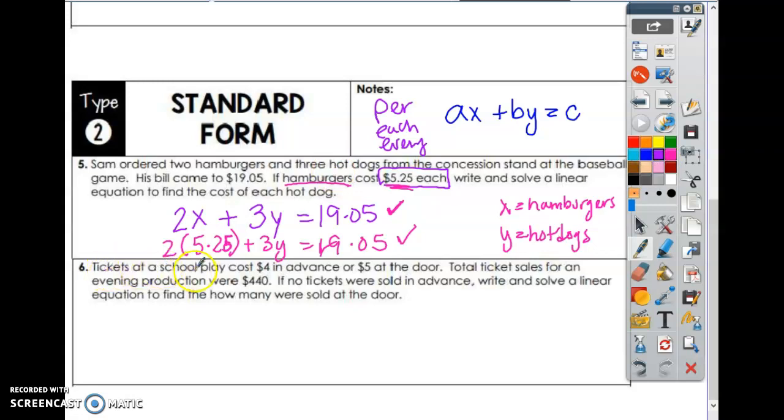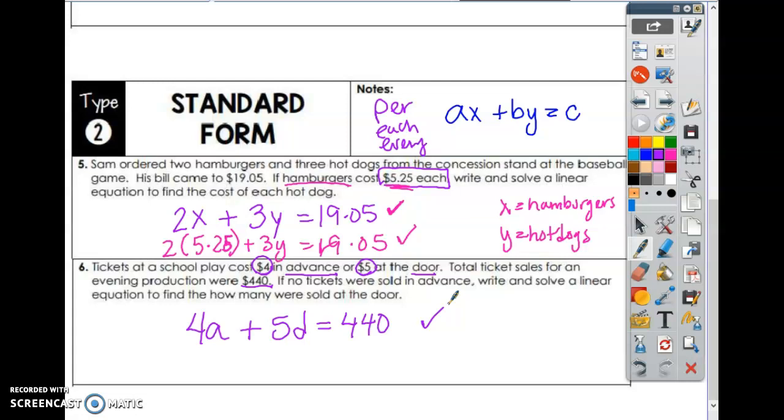But on the next one, I can use the letters that it comes with. It says tickets at the school play cost $4 in advance. So $4 in advance. I'm going to say 4A because it costs $4 in advance. Or $5 at the door. So plus 5D. And total ticket sales for an evening production was 440, so it would equal 440. Because some people bought them in advance for $4, and some people bought them at the door for $5. So you would be looking for something like that in the answer choices.